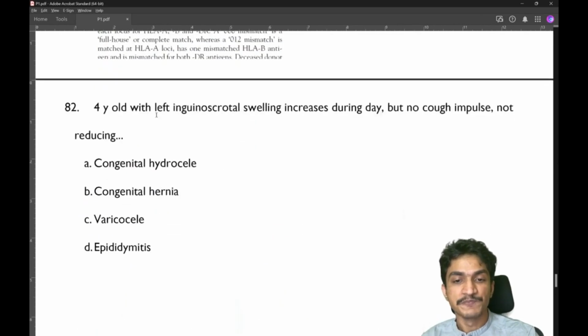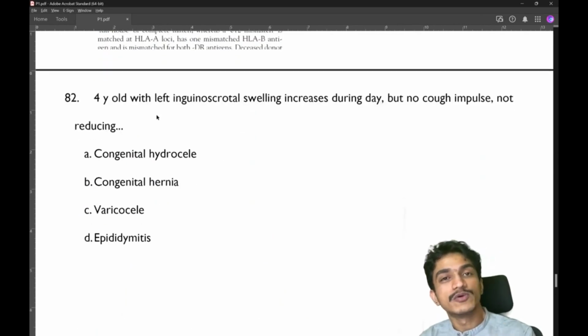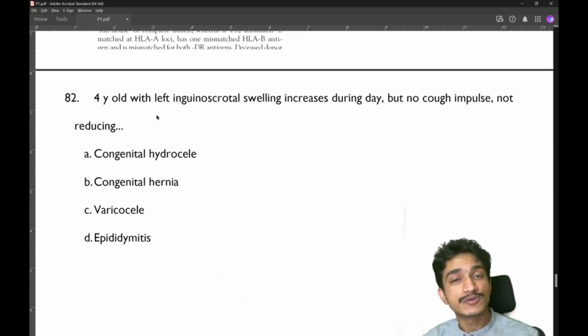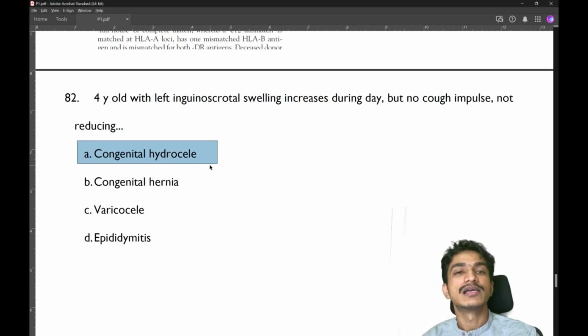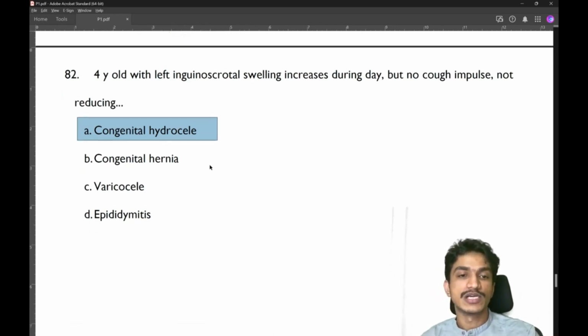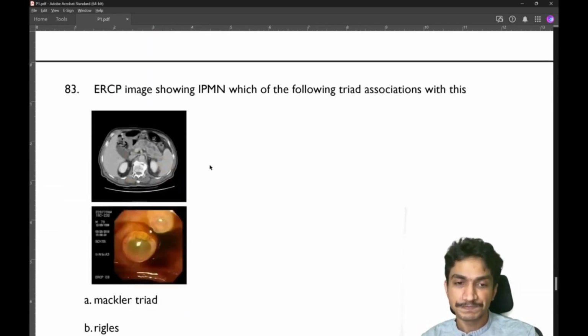Now coming to a 4-year-old with inguinal swelling which increases during the day with no cough impulse. It should imply that it decreases when the patient is sleeping at night, but it is not reducing on lying down, and it is not having any cough impulse. So that is more in favor of a congenital hydrocele than a congenital hernia. It cannot be a varicocele or epididymitis because it is asymptomatic, only increasing in the day, with no cough impulse. So here the answer should be congenital hydrocele.